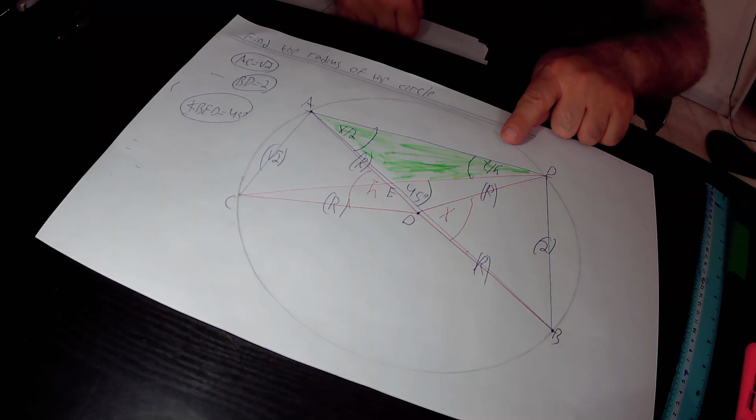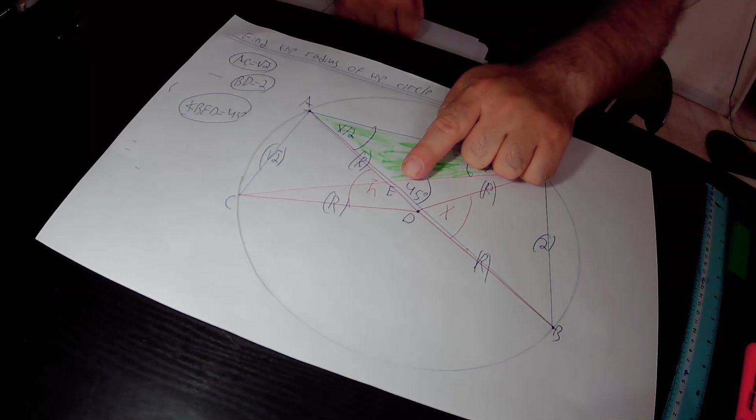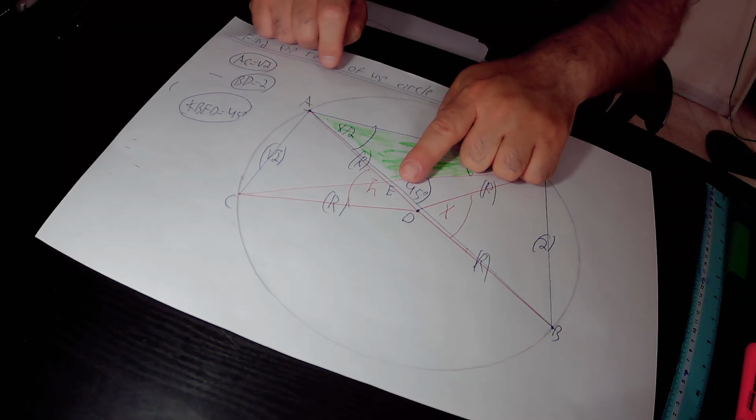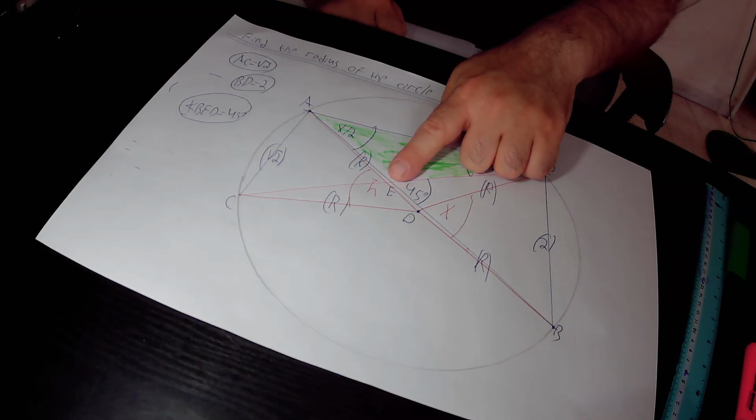The size of this peripheral angle ADC is y over 2, and therefore the size of this central angle AOC that is subtended on the same chord CA must be equal to y over 2 times 2, that is y, according to Rule 13. So the size of this angle AOC must be y.